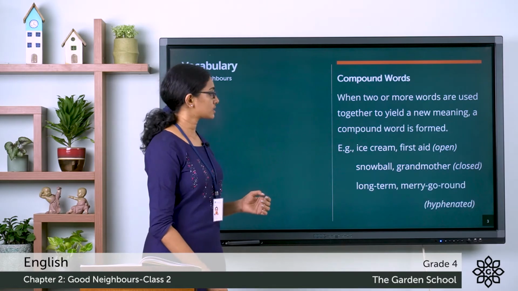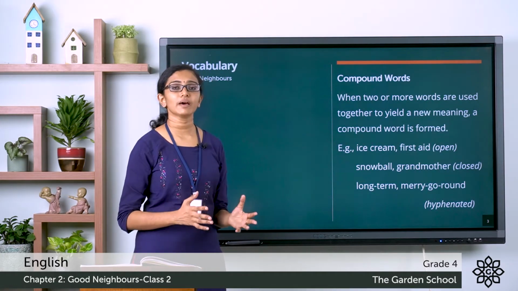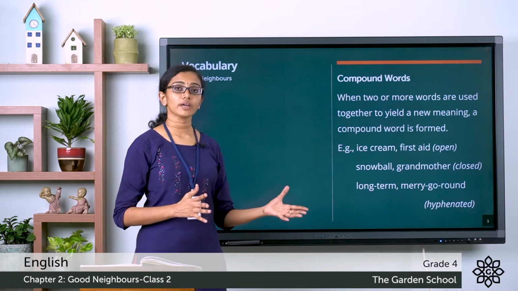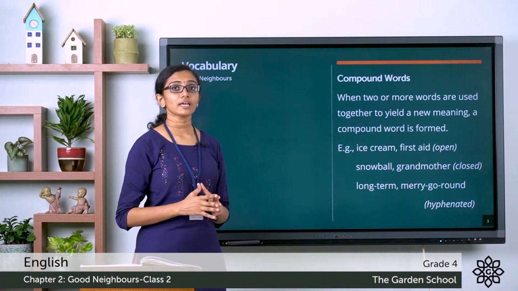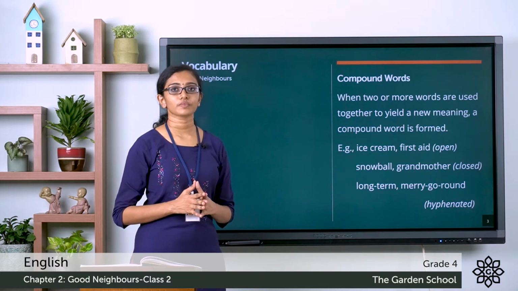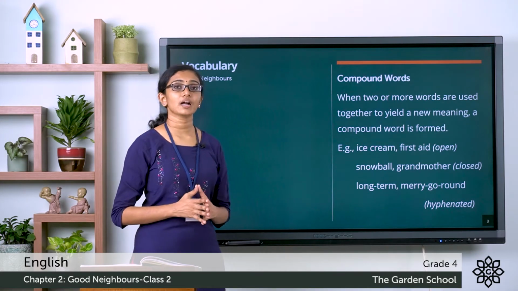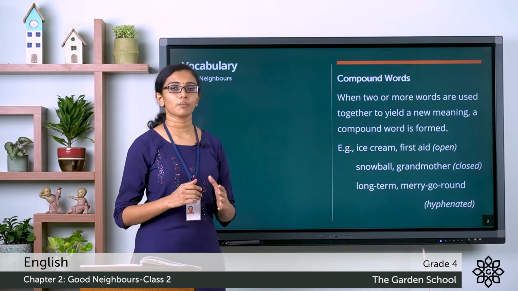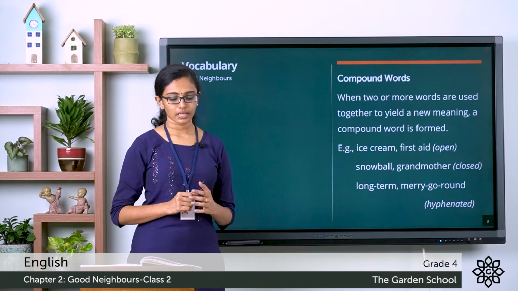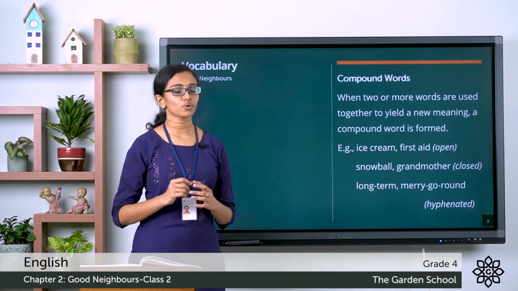Now look at these words, long-term, merry-go-round. Here two or more words are joined to form a compound word and you use a hyphen in between them to join them. Such compound words are called hyphenated compound words. In your textbook, a small note is given regarding compound words. Make sure you go through it.